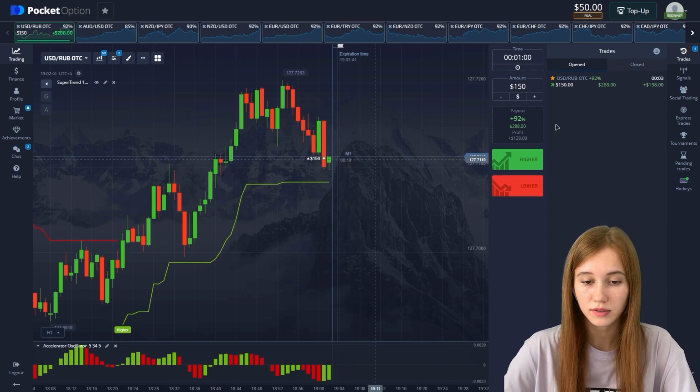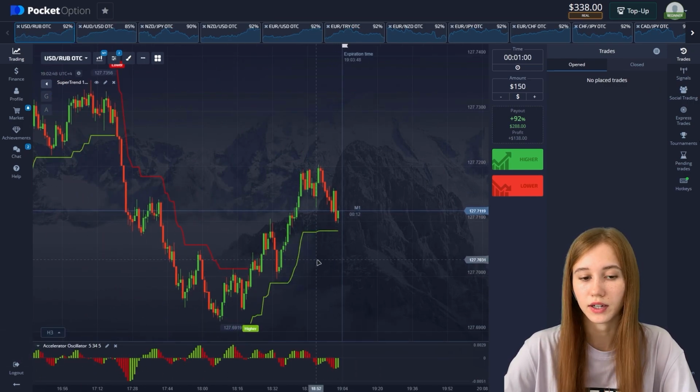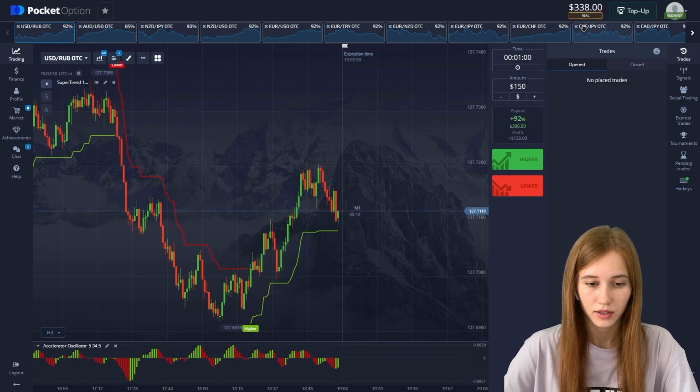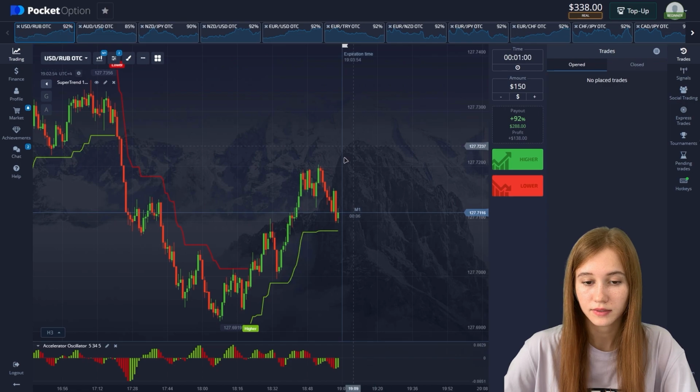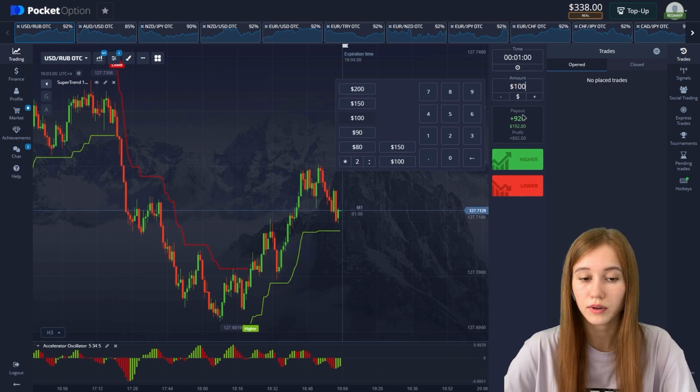We can zoom it. Good. Last deal, profit $138. So $338 on my balance. Let's reduce the amount of the deal to $100 for now, as the balance is not very large.